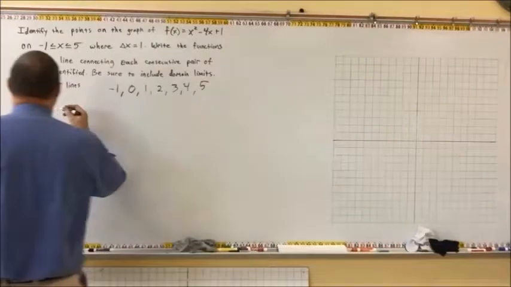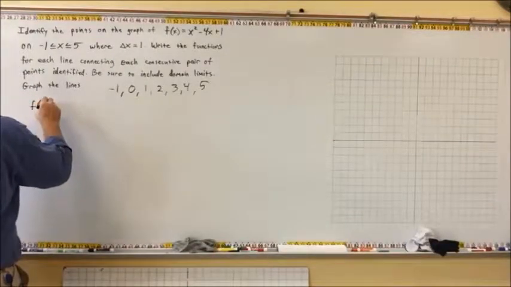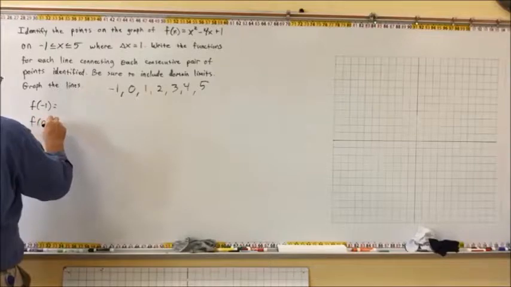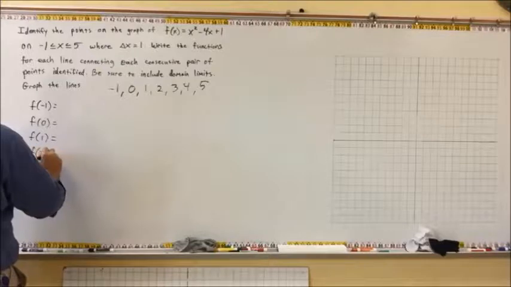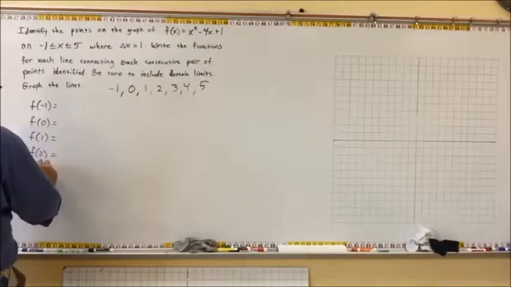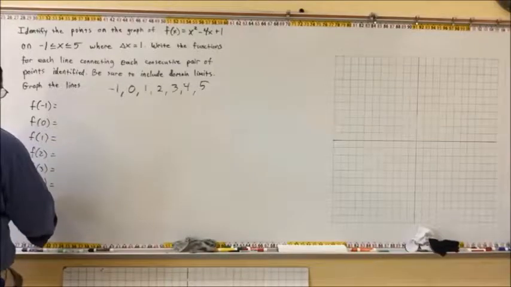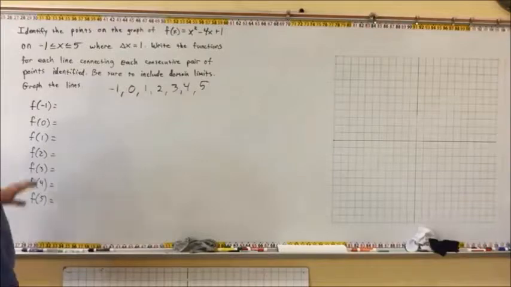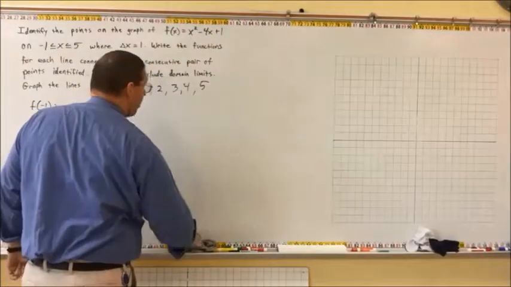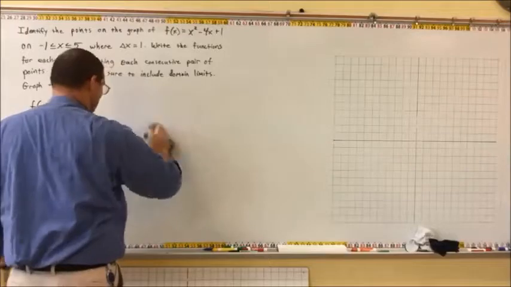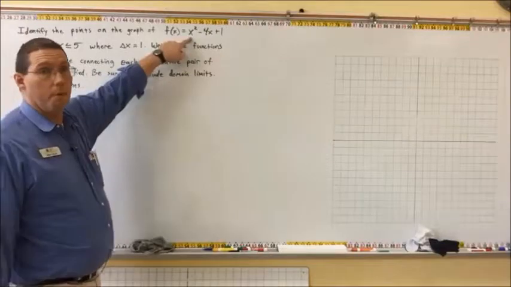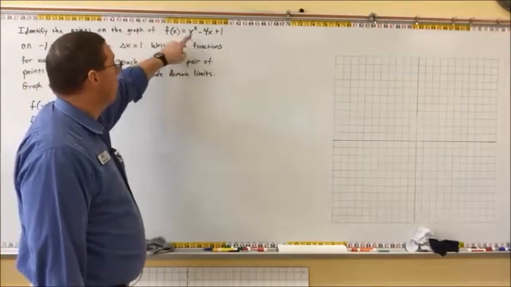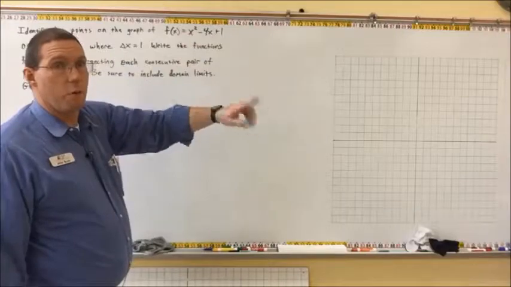Okay? So here we want to identify f of -1, f of 0, f of 1, f of 2, f of 3, f of 4, and f of 5. Okay? So we're going to plug these numbers into this function here, and we're going to get some output values. So let's start with -1. Well, you can use a calculator for this if you need to, but I'm going to do it just by talking it through. -1 squared, -1 times -1 is +1.